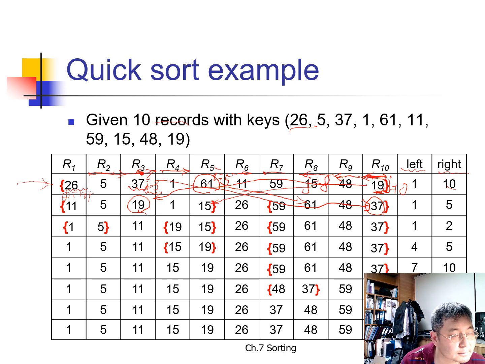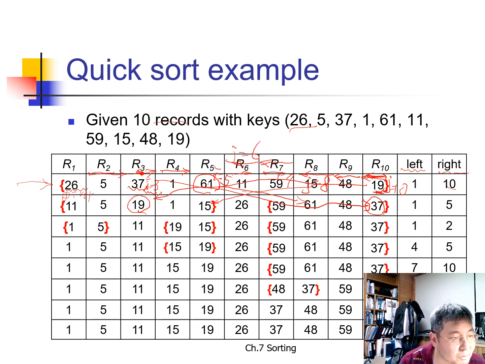59 is not okay. So I becomes 7, and then J continues to go to the left. Okay, so this is okay, and this one, okay, 11 is less than 26. Yes, J is found as 6.